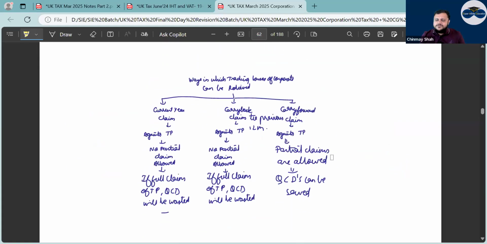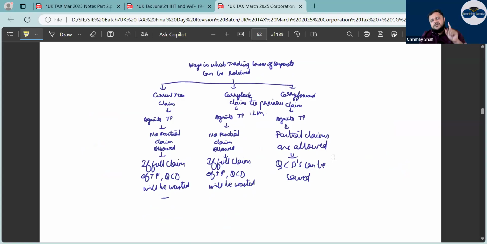Individuals also have 3 ways, and corporates also have 3 ways: current year claim, carry back claim, carry forward claim. Correct? Current year claim means you can claim against TP. No partial claim is allowed, so you will have to write off the full TP if you have to either carry back or carry forward the losses.